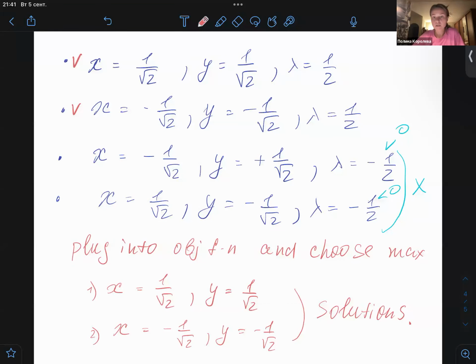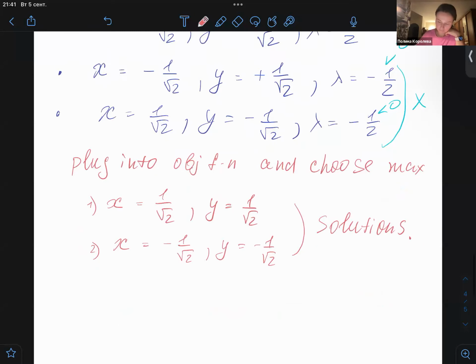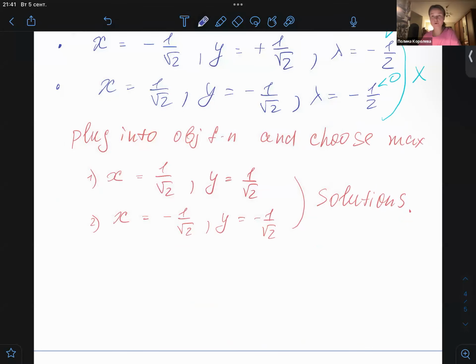What else? What conditions would we also like to use, and should use, when we solve our economic optimization problems? We have our non-negative conditions: our variables, for example x, should be greater or equal to 0 and y should be greater or equal to 0, because we cannot consume -1 apple. So the amount of apples should be non-negative.